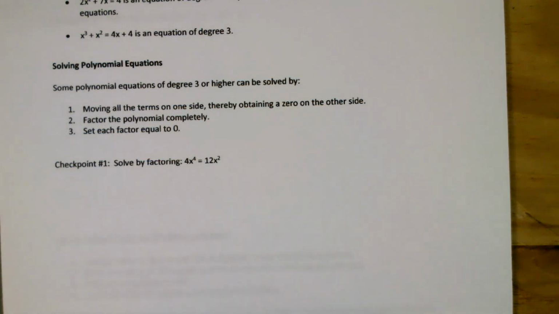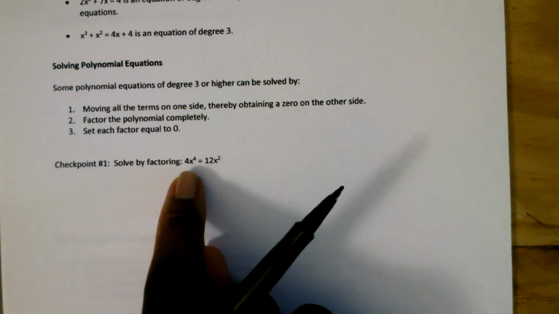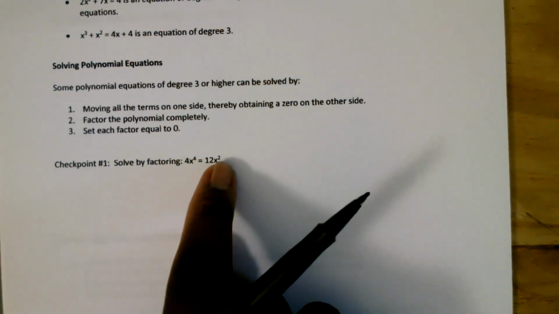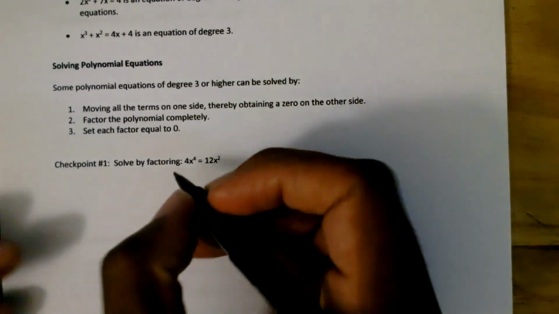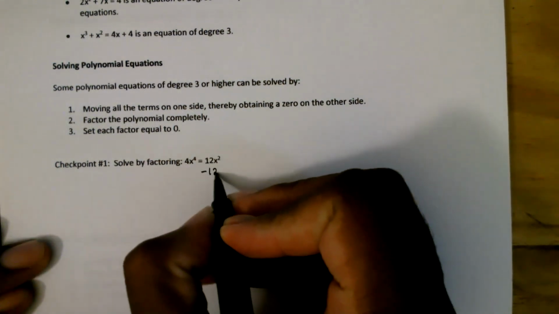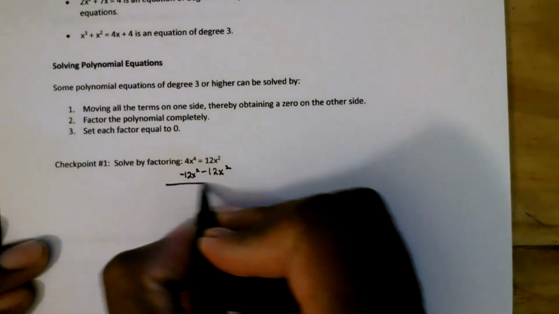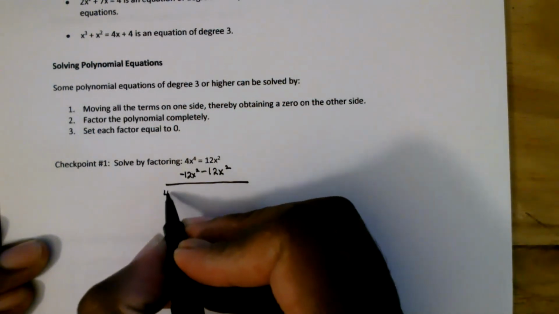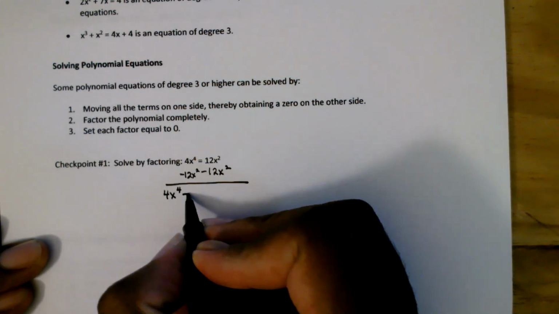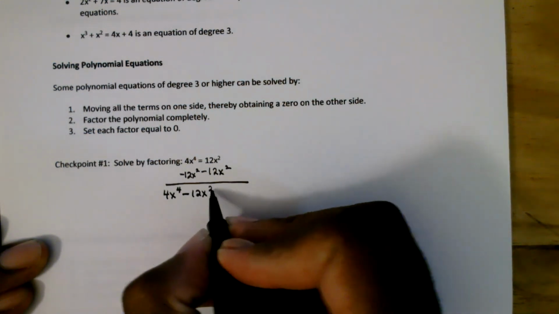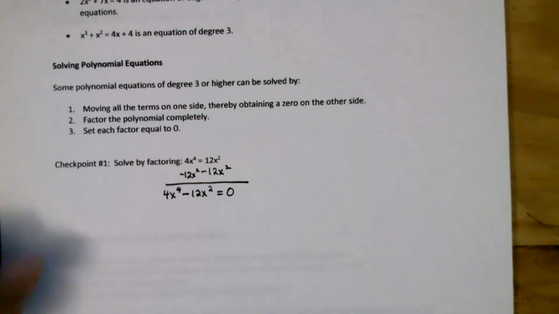So in this case, if we look at example 1, the very first example that you see here, we've got 4x to the 4th equals 12x squared. And here we want to solve this polynomial equation. Well, first of all, we need to get a 0 on one side of this equation. So that means I need to move that 12x squared over to where the 4x to the 4th is. I'm going to do that by subtracting 12x squared on both sides. So on the left side, I have 4x to the 4th minus 12x squared equal to 0.